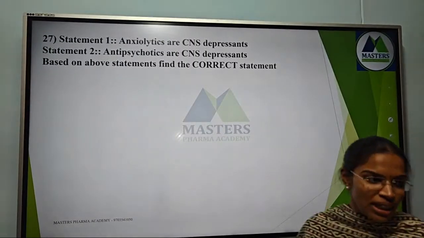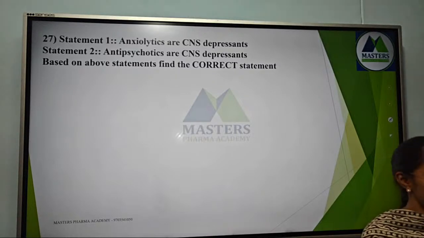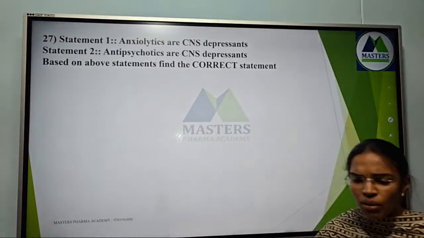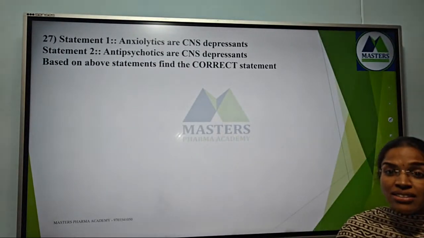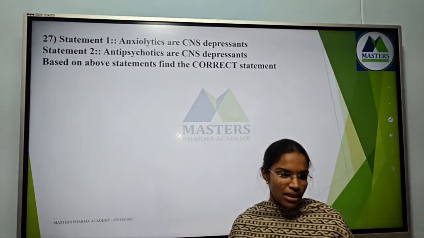Okay, moving forward to the next question. Question number 27. Statement 1, anxiolytics are CNS depressants, and statement 2, antipsychotics are CNS depressants. Based on the above statements, find the correct statements. Based on these two statements, they have given some other statements you need to analyze.